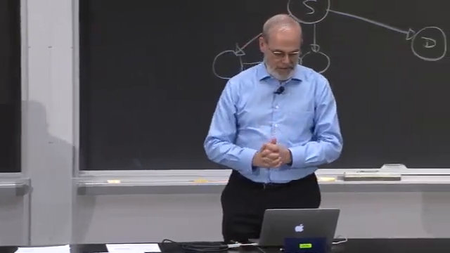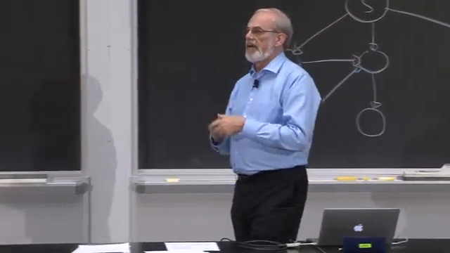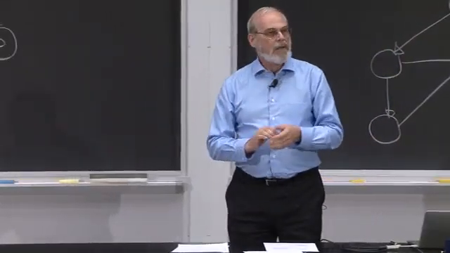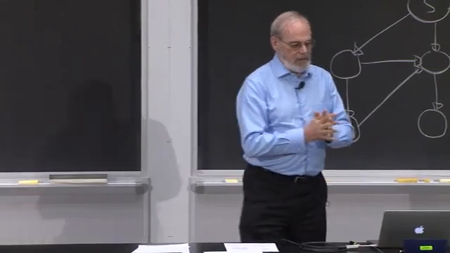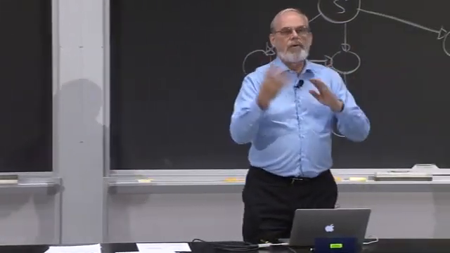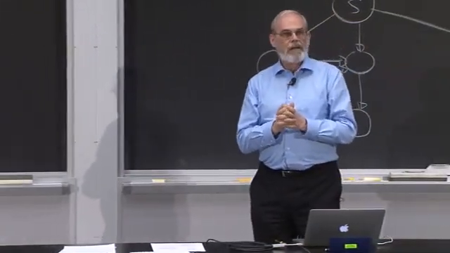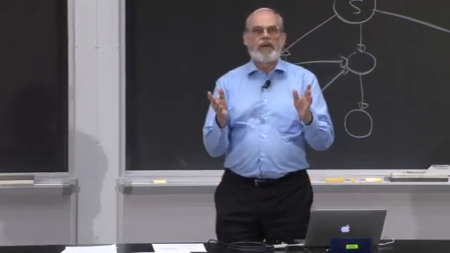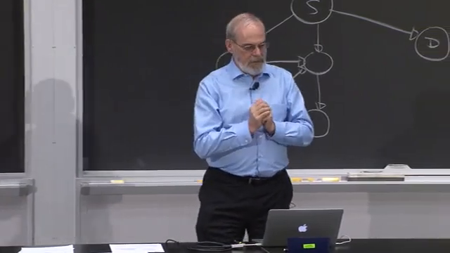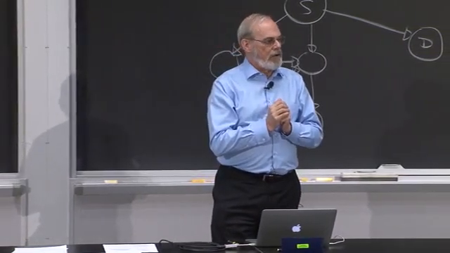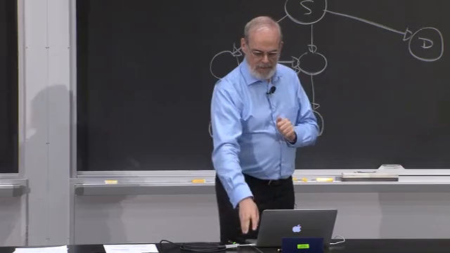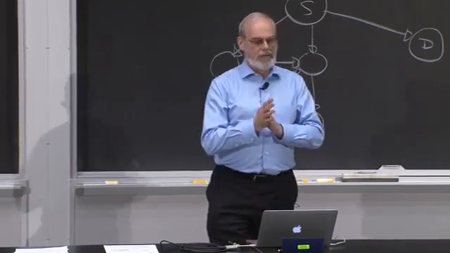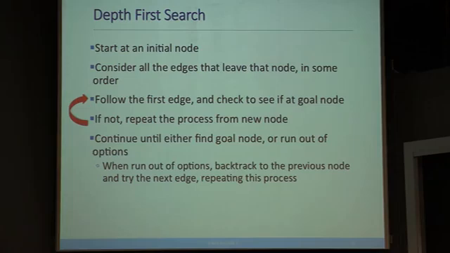So here's the idea behind depth-first search. Start off at that source node, that initial node. I'm going to look at all the edges that leave that node in some order, however the order it was put into the system. And I'm going to follow the first edge. I'll check to see if I'm at the right location. If I am, I'm done. If I'm not, I'm going to follow the first edge out of that node. So I'm actually creating a little loop here. And I'm going to keep doing that until I either find the goal node or I run out of options.